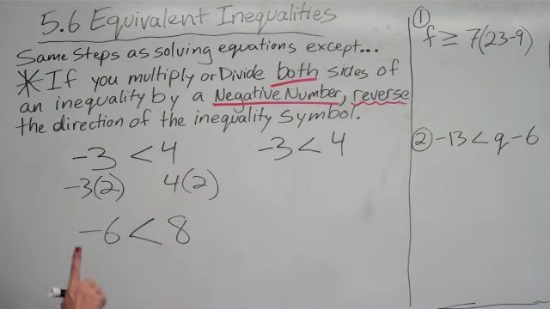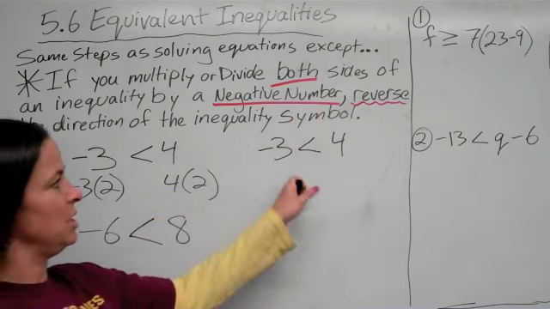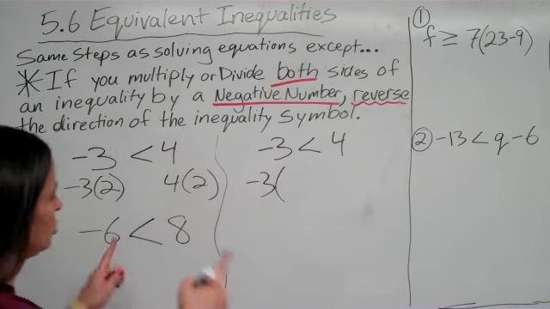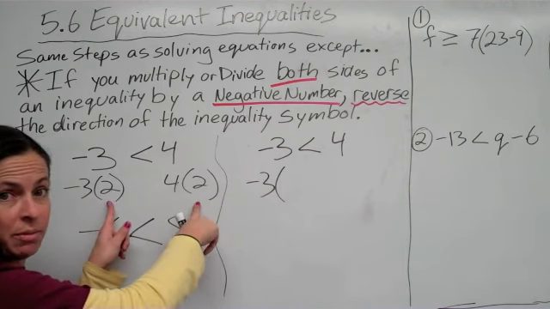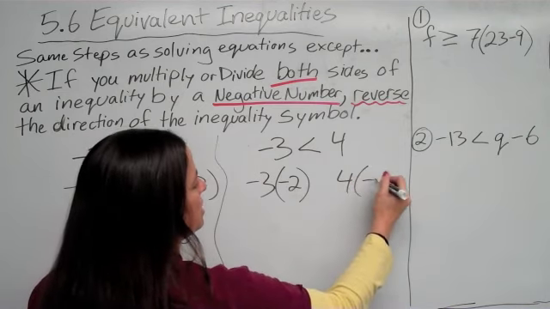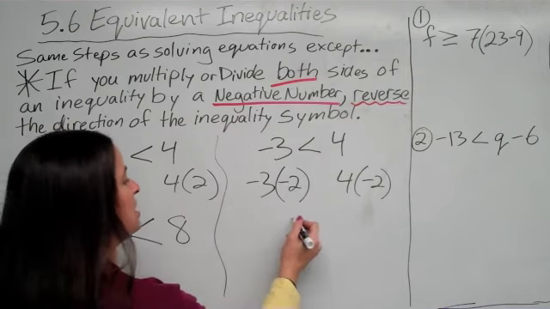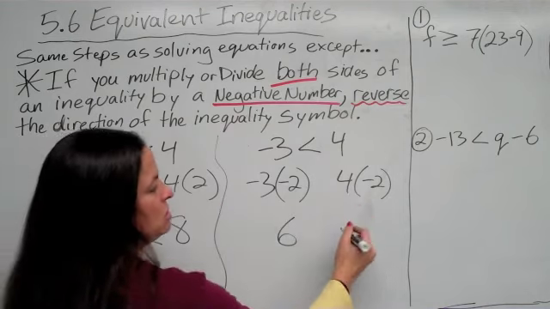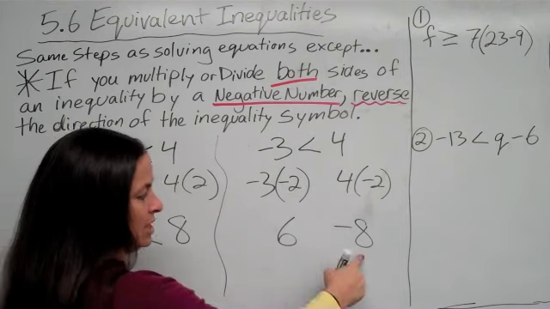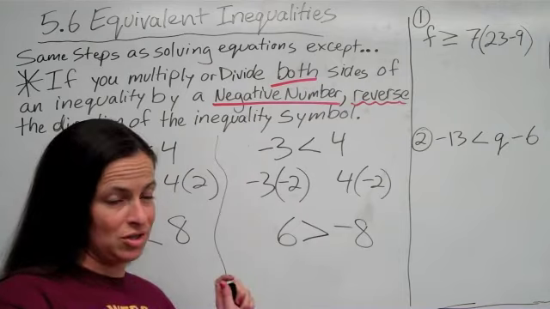Yes. Now, the reason why we reverse the direction of the sign when we multiply by a negative, we can see here. Instead of multiplying by a positive number on each side, let's try multiplying by a negative number. If I had -3 times -2, negative times negative is a positive, and 4 times -2 is -8. So is this number still less than -8? No. This is when the direction of the sign reverses.